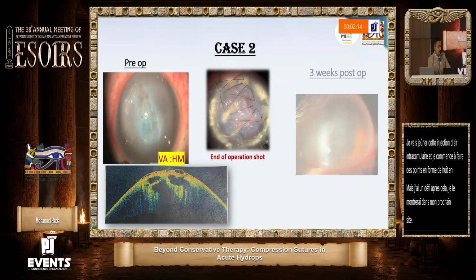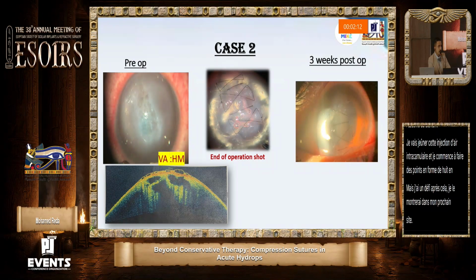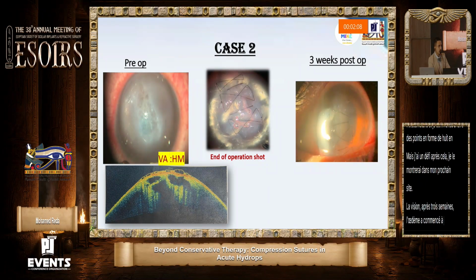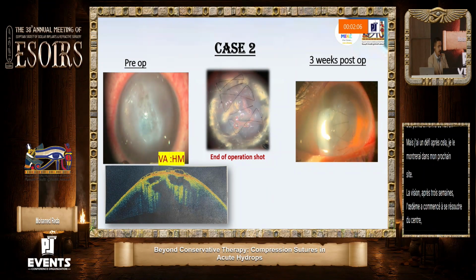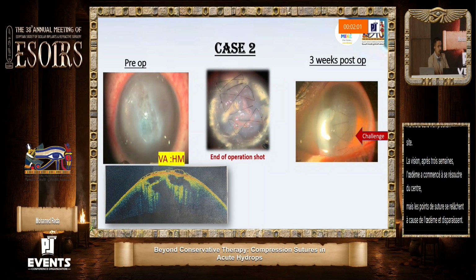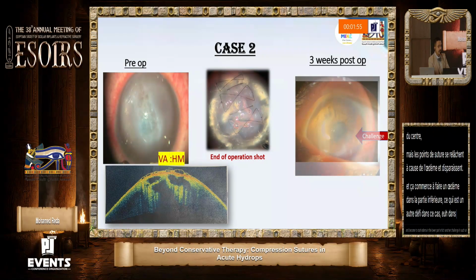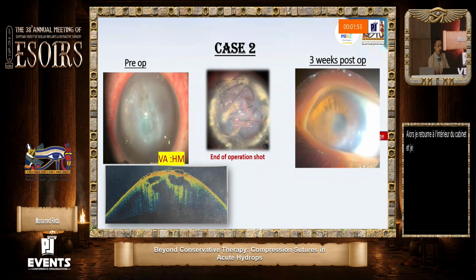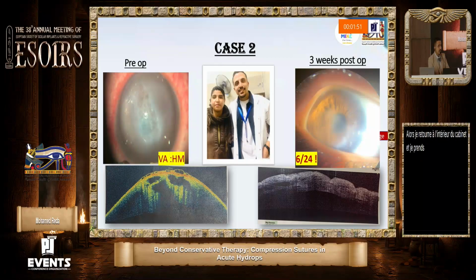After 3 weeks, the edema started to resolve from the center, but the stitches became loose due to edema subsiding, and edema started in the lower part, which was another challenge in my case. So I went again inside the surgery and I took single interrupted sutures. And after removal of stitches, the vision is corrected to 6/24, which is very marvelous to me.